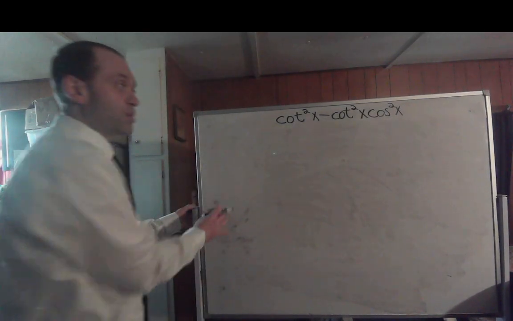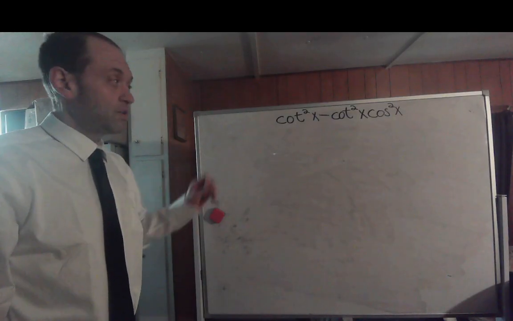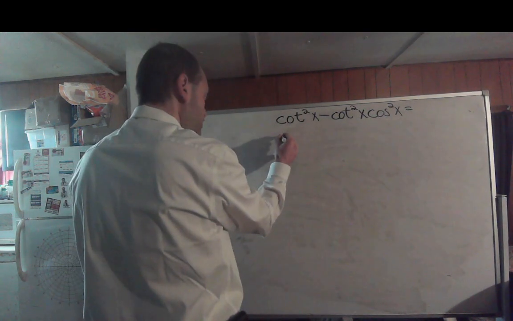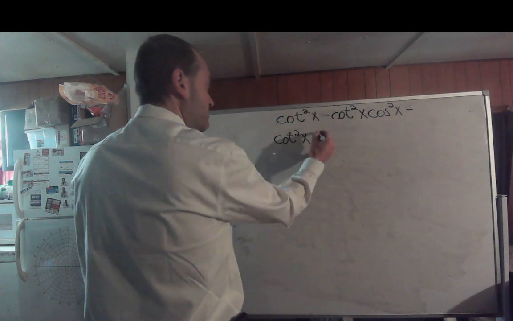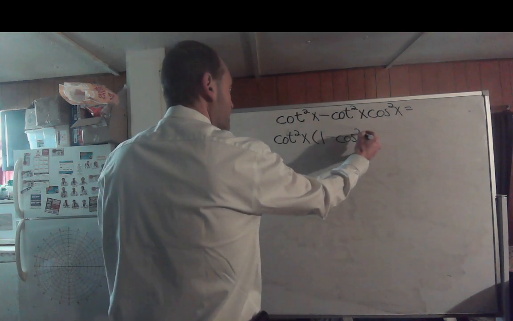And this looks pretty horrendous to start with. But just like in an algebra problem, you want to factor out the common terms. So let's factor out, definitely, the cotangent squared of x is the common factor. This would factor into simply 1 minus the cosine squared of x.